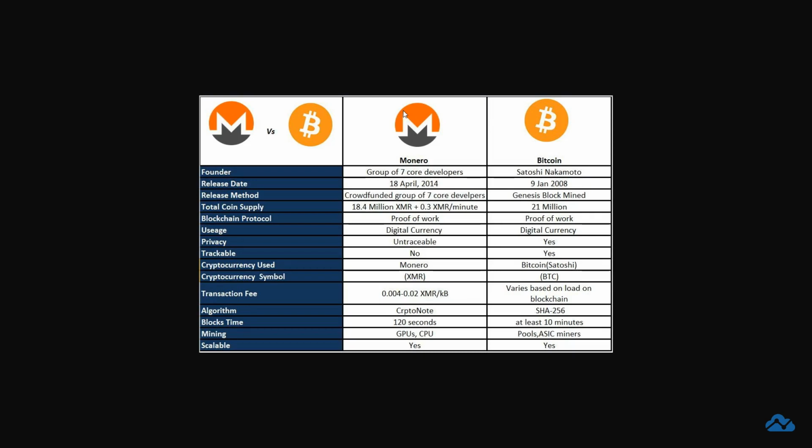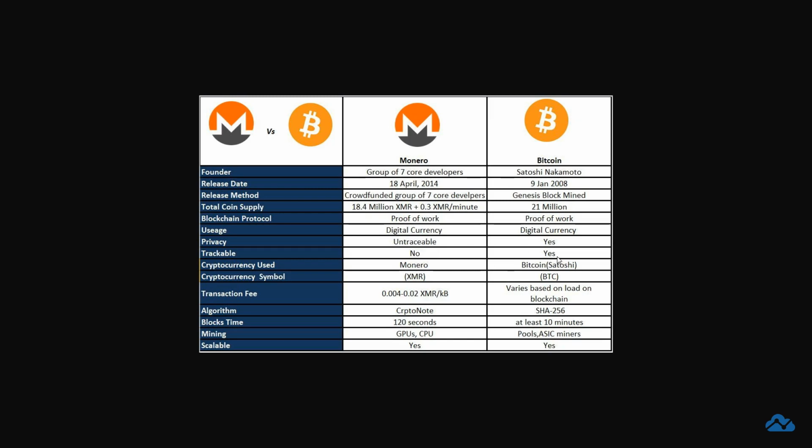So here's just a little brief comparison. Monero came out in 2014. I don't know if it still has the same seven developers working on it. It has an inflating supply, unlike Bitcoin, which is limited. Still does the same proof of work. But the key thing is the privacy. Monero is effectively untraceable in many different ways, and it's not trackable.